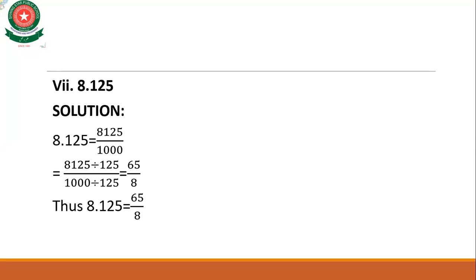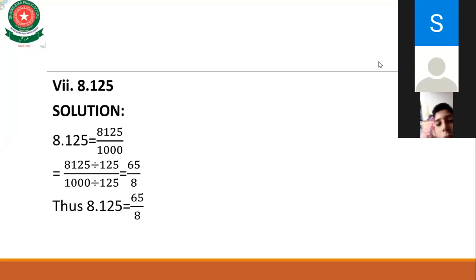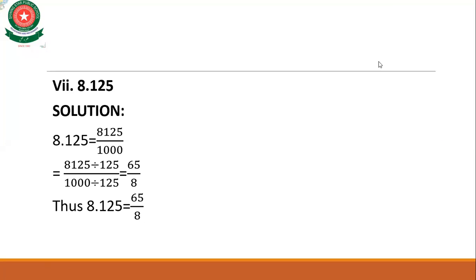I repeat, first of all, we have to put 1 below the decimal point. Then we have to put as many zeros as the digits we have after the decimal point. Then at the end we have to reduce the equation to simplify it. Okay.